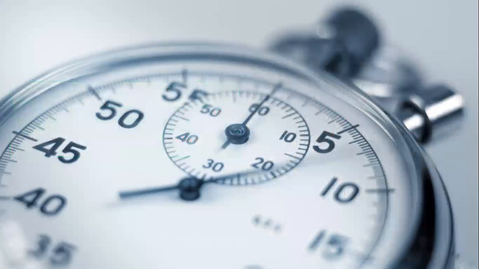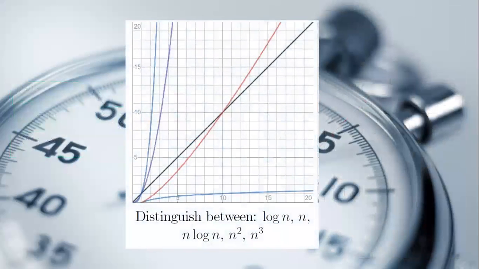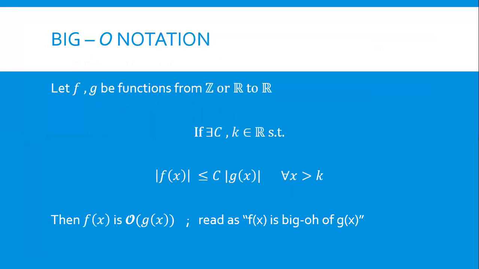What we do want to distinguish between are these different base functions: log n, n log n, n squared, n cubed. The functions that I had you do on the worksheet after exam 1. So the tool we're going to use is big O notation.